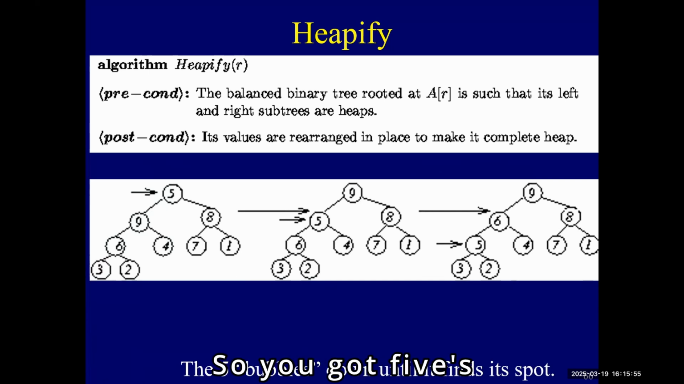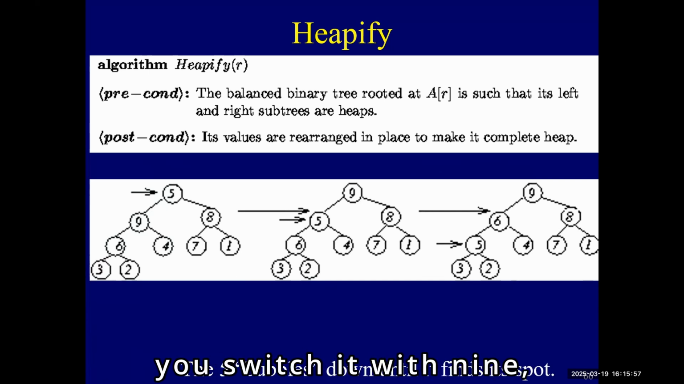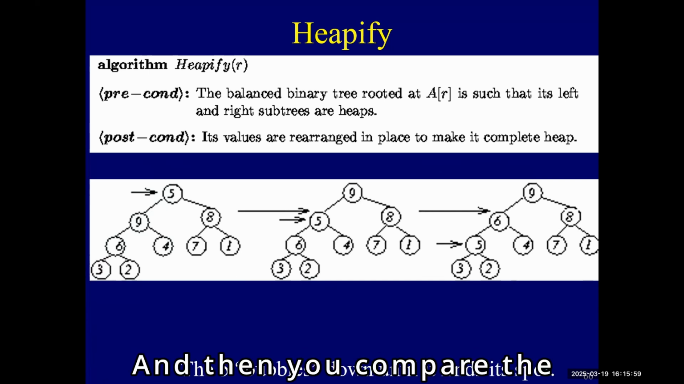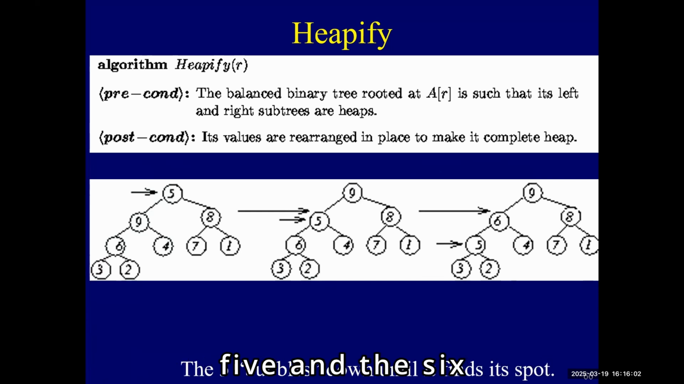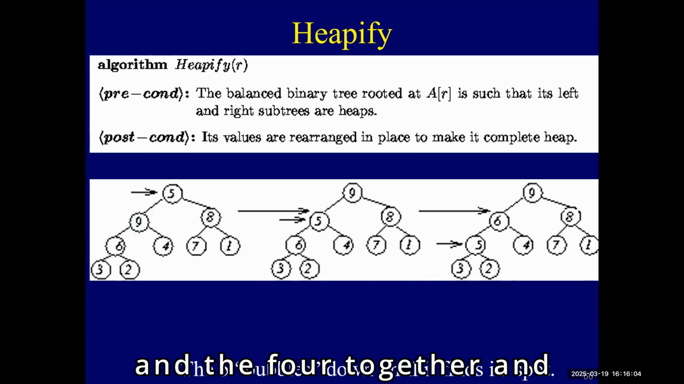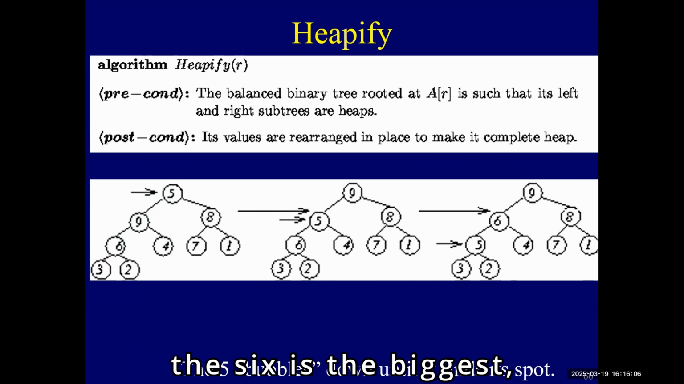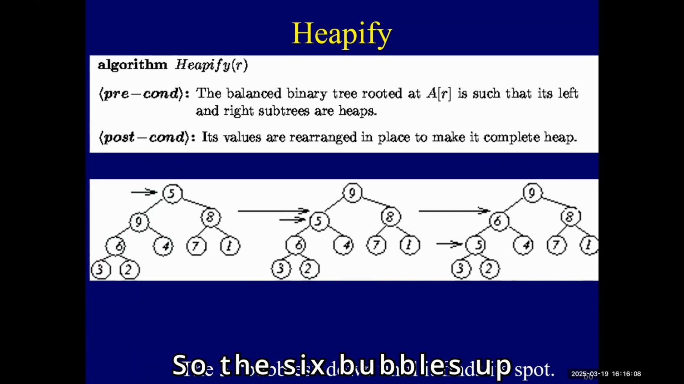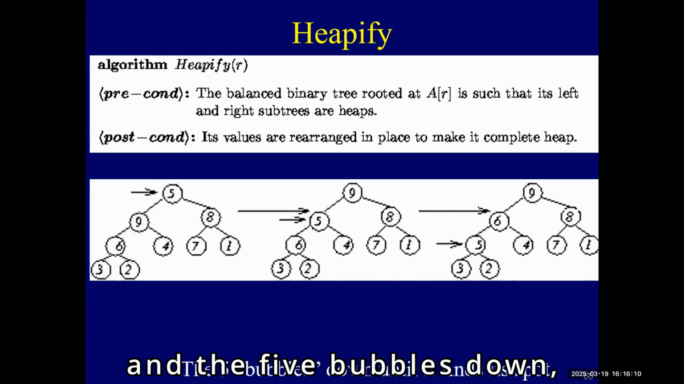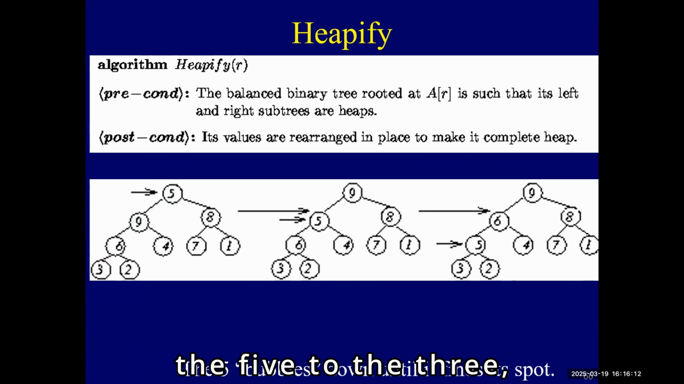All right, so you got 5 at the top, you switch it with 9. And then you compare the 5 and the 6 and the 4 together, and the 6 is the biggest. So the 6 bubbles up and the 5 bubbles down. And then you compare the 5 to the 3.